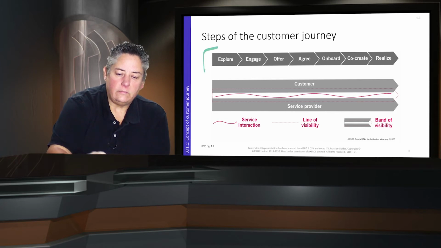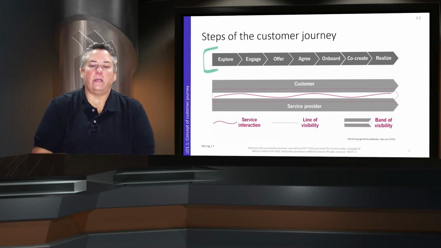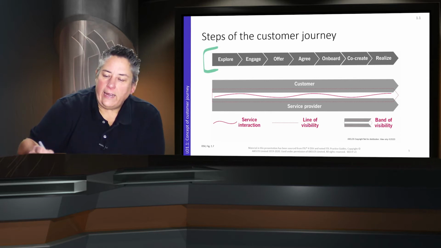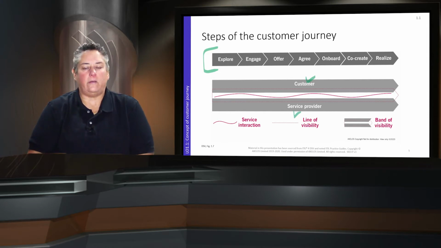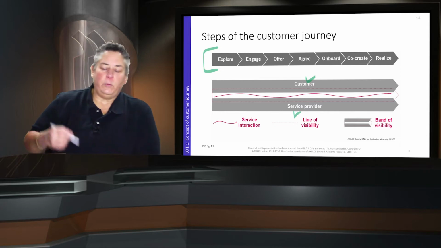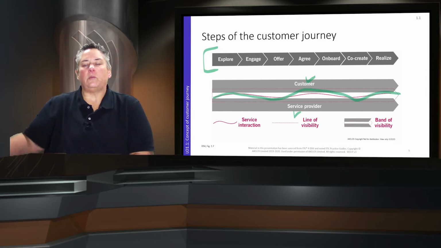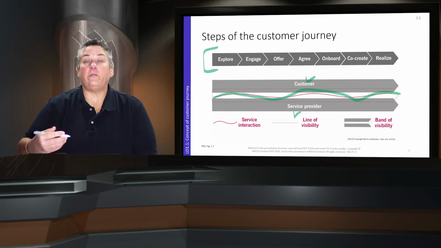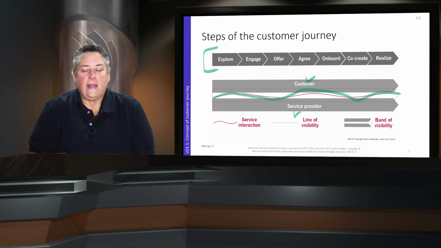Here's our steps, right? Explore, engage, offer, agree, onboard, co-create, realize. Now we have the engagement of the customer and the service provider, but we have to look at two areas here. There are touch points and interactions, and those are shown by this wavy line. As the customer goes on their journey, they will engage with that service provider, and quite frankly, the service provider will engage with that customer.